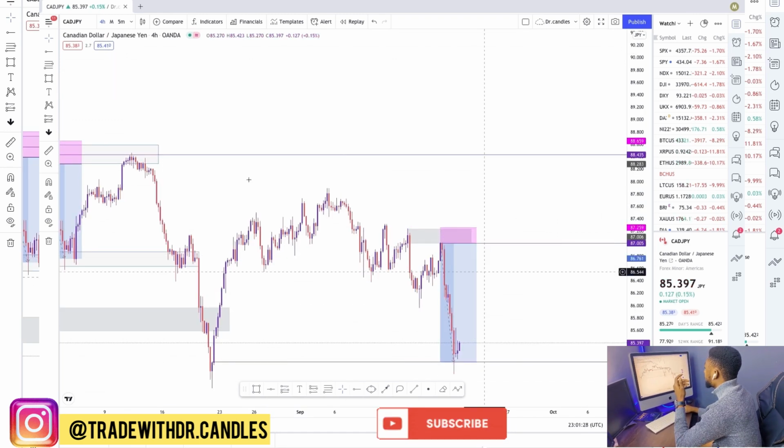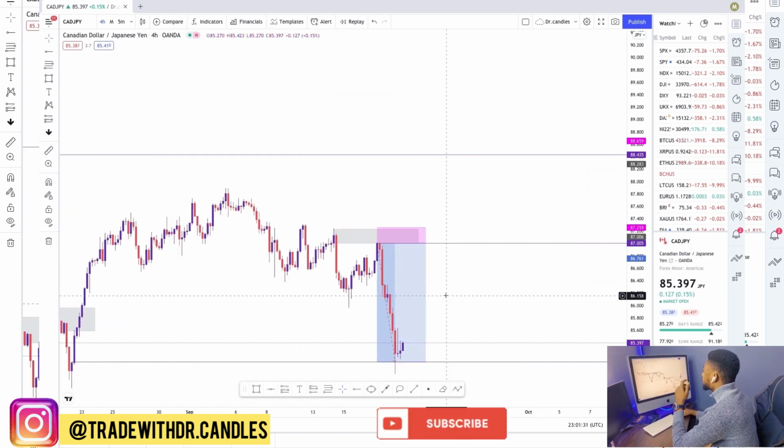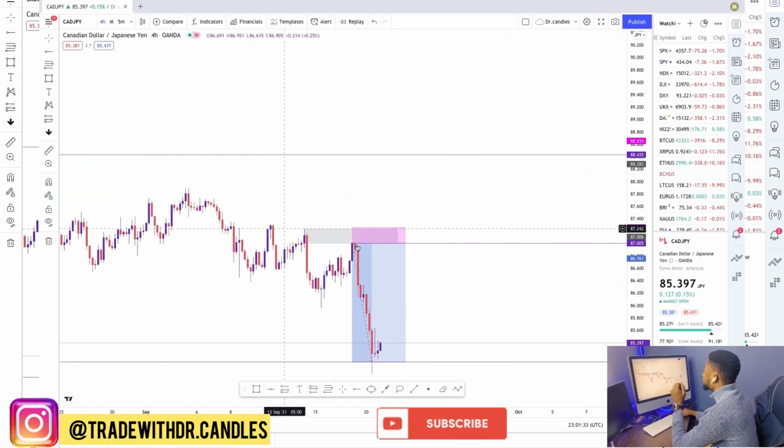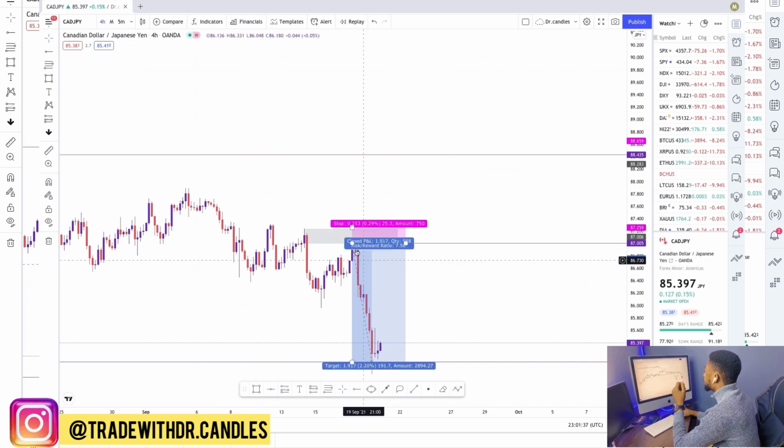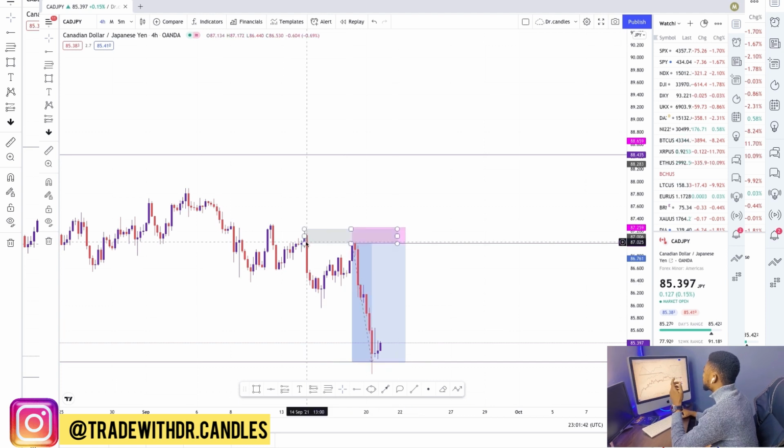So let me just give you the trade we took last week on CAD-JPY. I know most of you have been monitoring me on Instagram. You see, I was just posting my students' results on CAD-JPY. So this is the actual setup. No magic. We were just trading based on this concept.